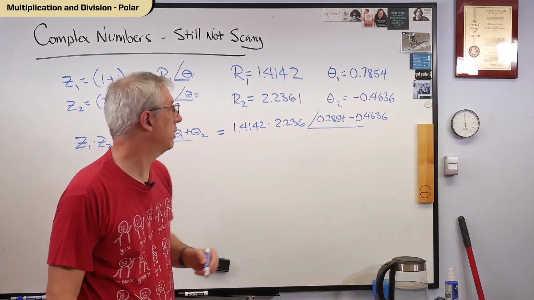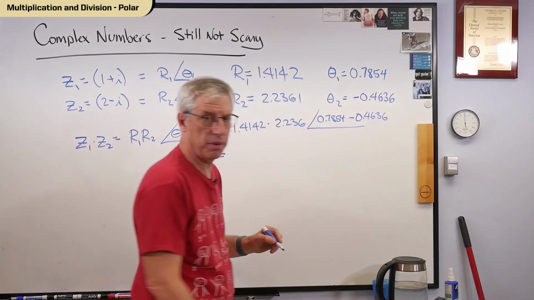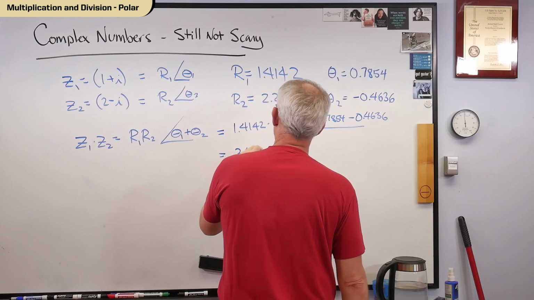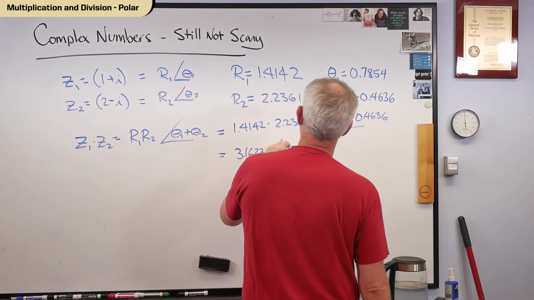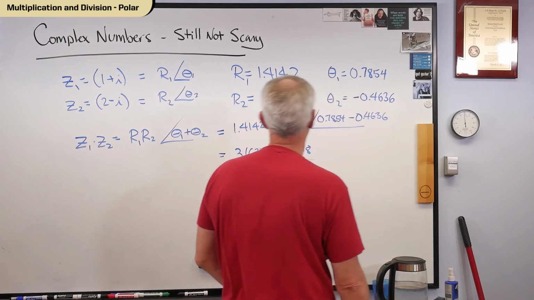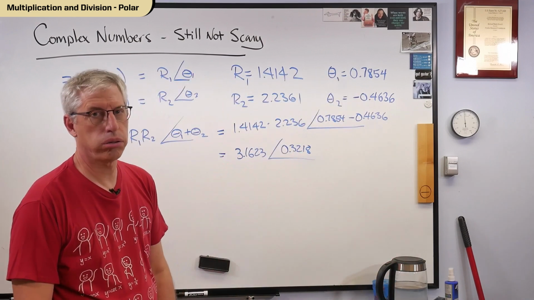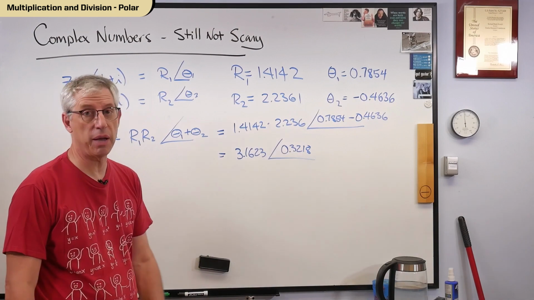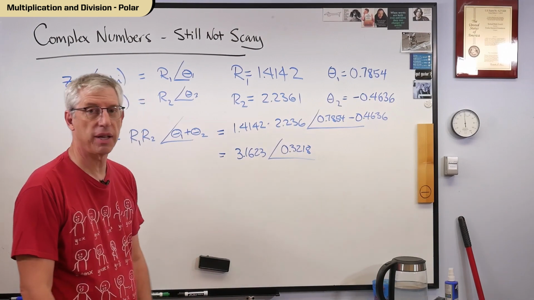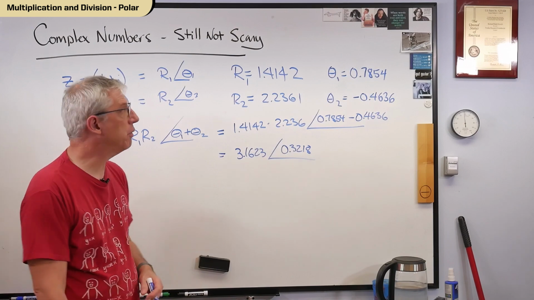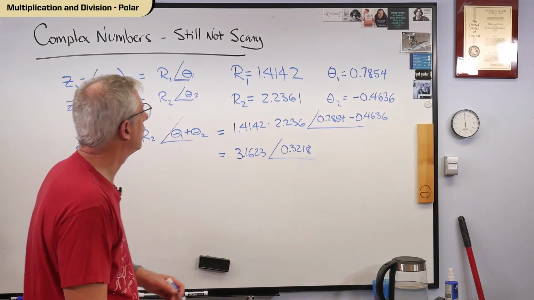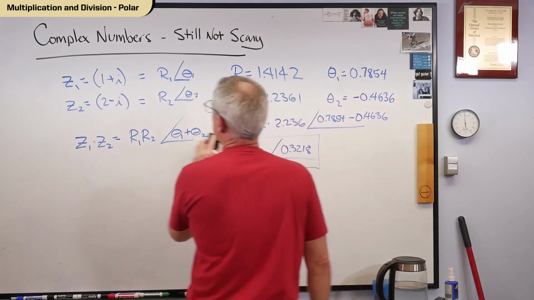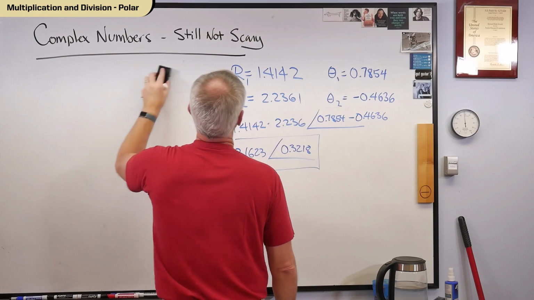Okay, and that's the right answer. And what we're going to get here, let me check my screen, 3.1623 at an angle of 0.3218. Now, how do I turn that back into a plus ib? It's okay to write it like this, but we're eventually going to need to find out what the real and the imaginary parts are. So let's keep this, and let's chuck the rest for right now, because I need some more acreage on my board.